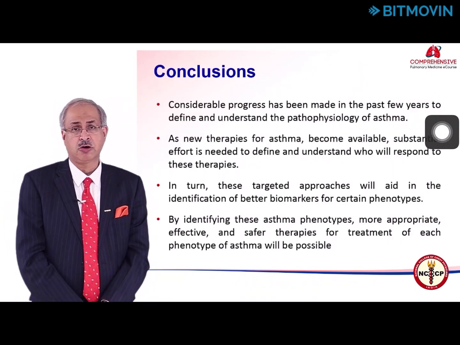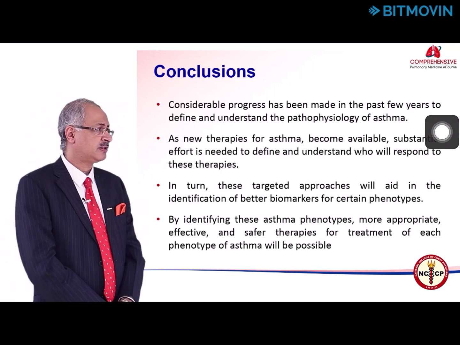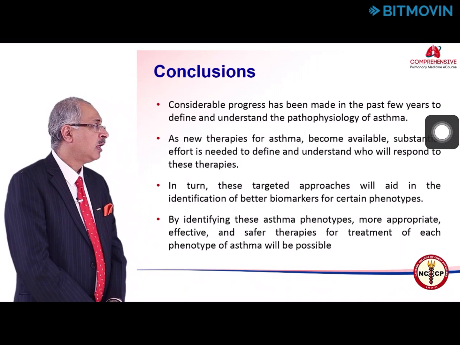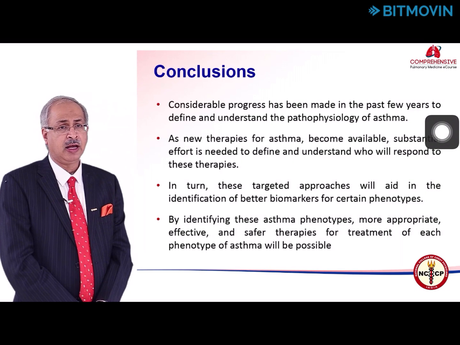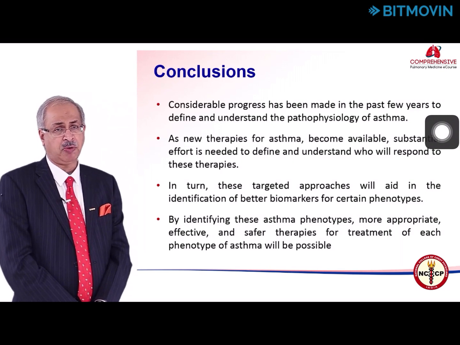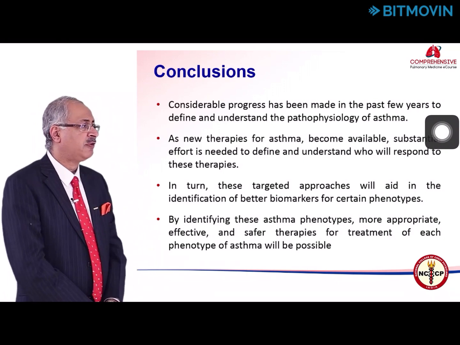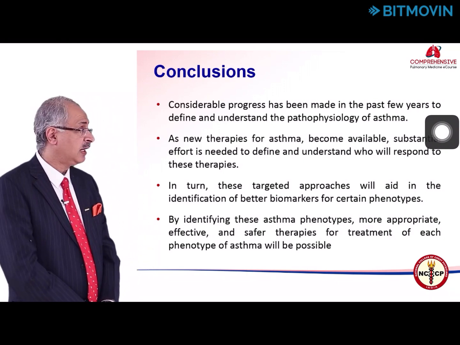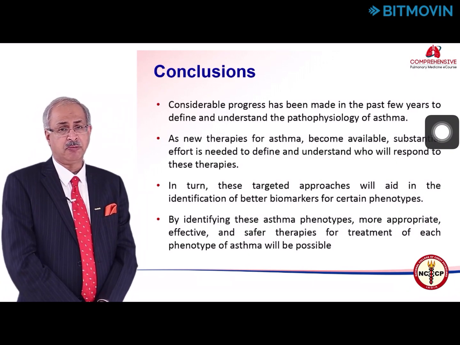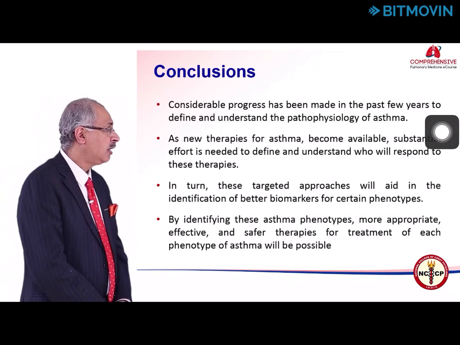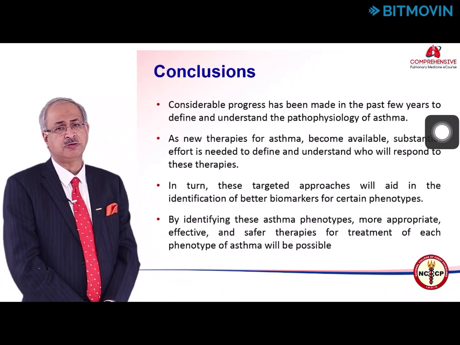Therefore, my dear friends, to conclude, considerable progress has been made in the past few years to define and understand the pathophysiology of asthma, but challenges remain and we need to further refine and define every subtype or patient of asthma. As new therapies for asthma become available, substantial effort is required to define and understand who is going to respond to these therapies so that the right therapy can be given to the right patient. In turn, these targeted approaches will aid in the identification of better biomarkers for certain phenotypes.